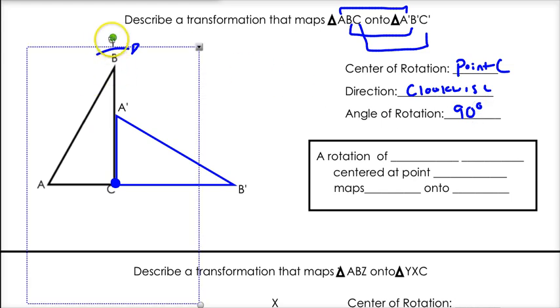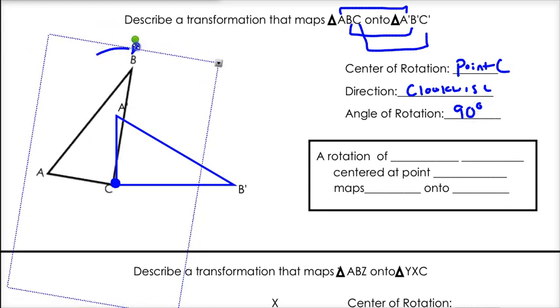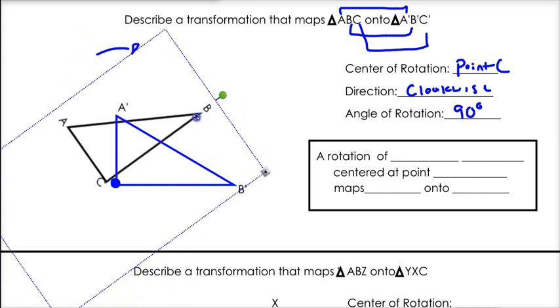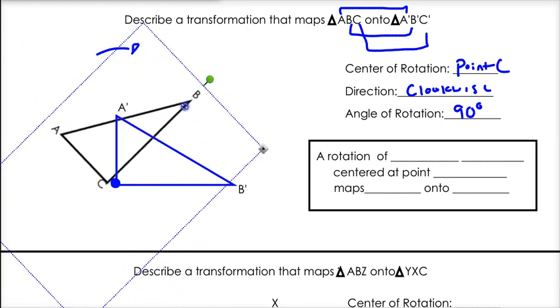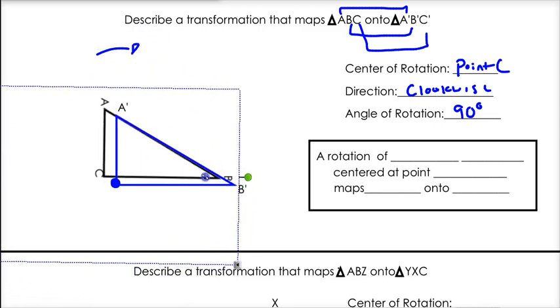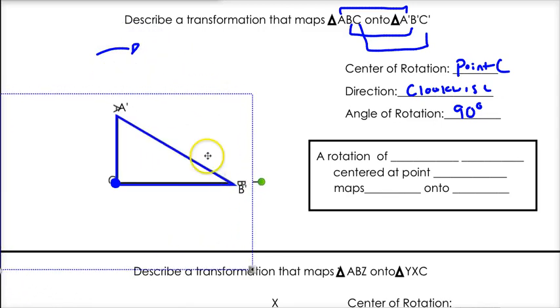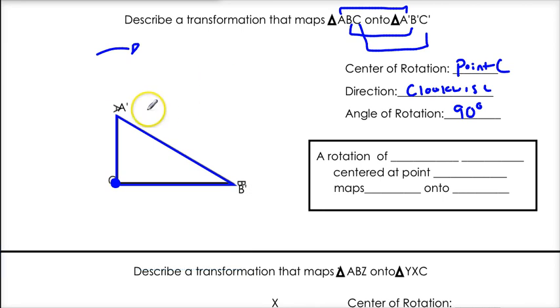So let's try this. I'm going to try rotating and see if I mapped it onto each other. So I'm rotating it around point C. It's going clockwise, and I went 90 degrees, one turn, and I know I just shifted a little, but yes, it maps onto each other. I did it. A onto A prime, B onto B prime, and C onto C prime.